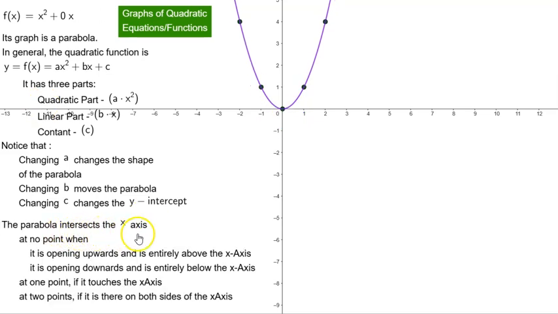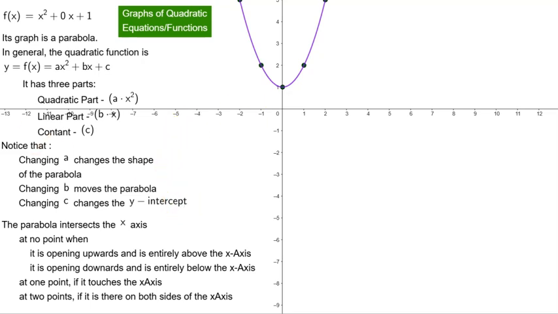The parabola intersects the x-axis. At no point when it is opening upwards and is entirely above the x-axis, or opening downwards and is entirely below the x-axis. So when will it be? It is as of now opening upwards. Now let's take it up. To take it up, what do we change? We change the value of the y-intercept, that is c. So it is not intersecting the x-axis.